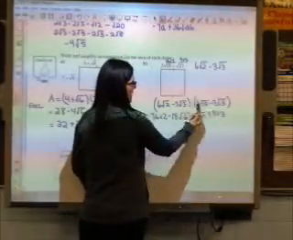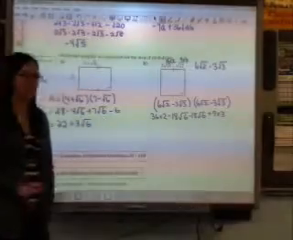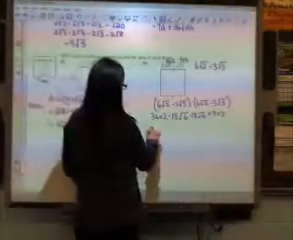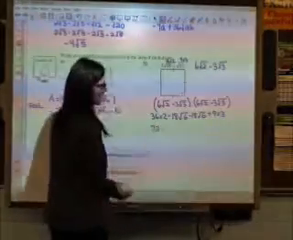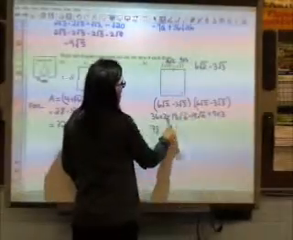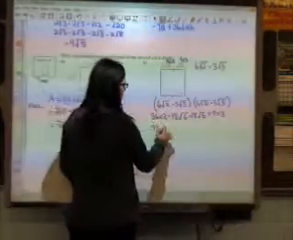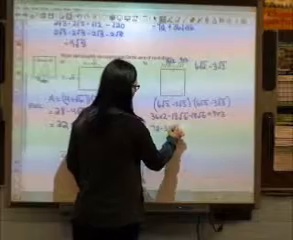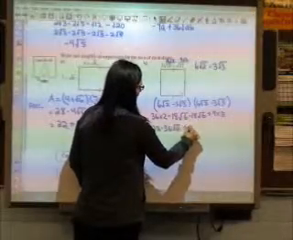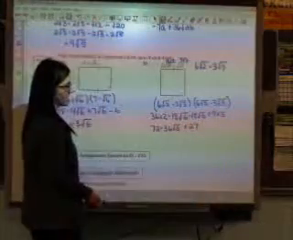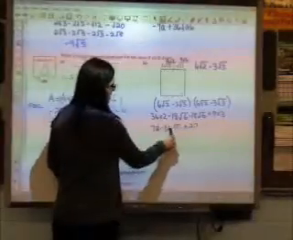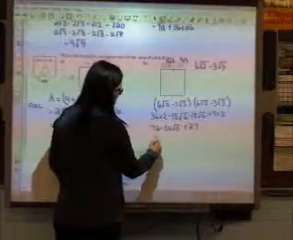3 times 3 is 9, and then the 2 root 3's would give me 3. 36 times 2 is 72. The two negative 18 root 6's are going to combine to give me negative 36 root 6. And then 9 times 3 is 27. Last step would take the 72 and the 27 and add them together.